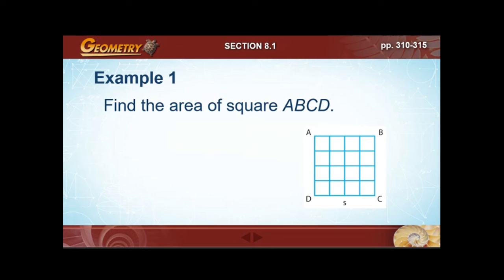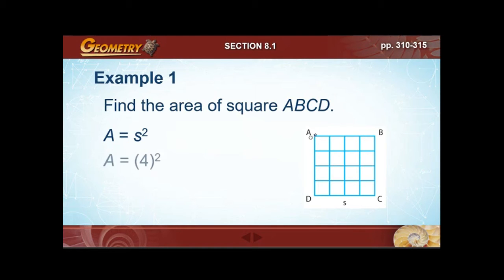So let's look at this example. Example 1. Find the area of square ABCD. Once again, we're not given units. We don't know if this is feet or miles or what, so we're just going to use the term units. And so what we would do is set up our equation that we just learned. The area is equal to the length of one side squared. So area equals side squared. And then we're going to plug in what we know about this square.